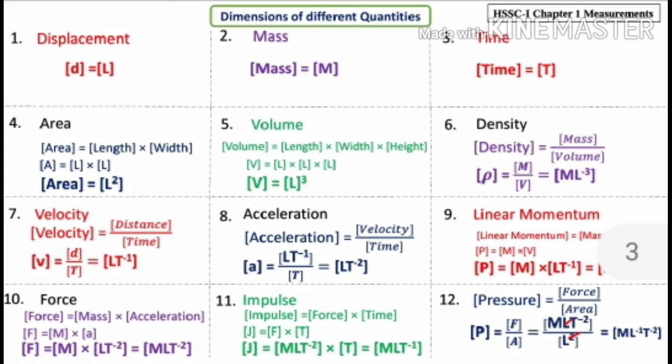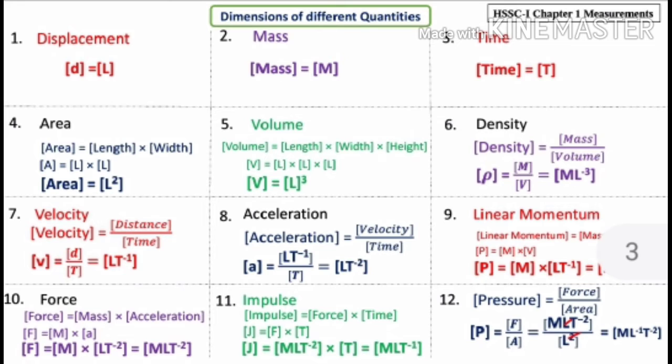The tenth one is force. Force dimension is calculated by the second law of motion. F is equal to ma. M is mass, a is acceleration. Mass dimension is M, and the acceleration dimension is capital L T inverse square, which we already sorted out. When we combine these we get M L T inverse square.